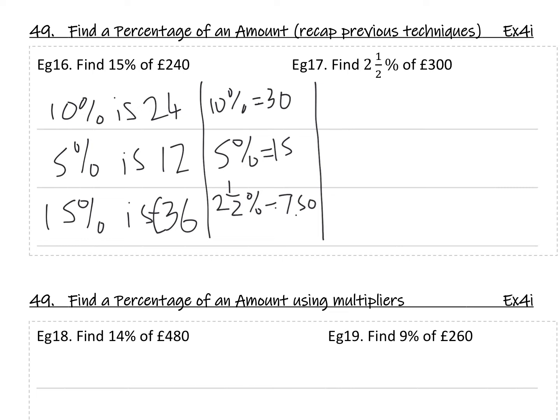So instead of thinking of it as a percentage, well, we'll keep it as a percentage, but 2.5, we can change that to an improper fraction. So that would be 5/2 of a percent. Okay? And then if we want to change that, we can change that into a fraction. So that's a percentage at the minute, but let's see what fraction that is.